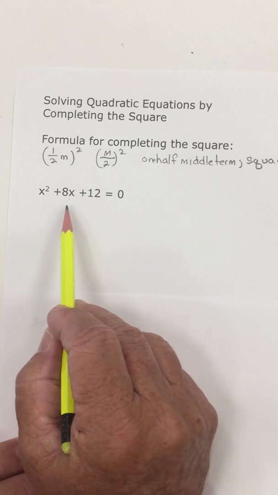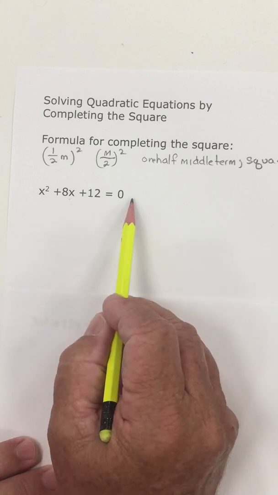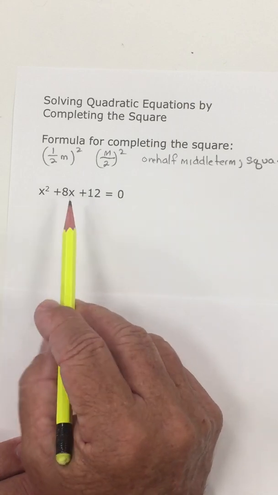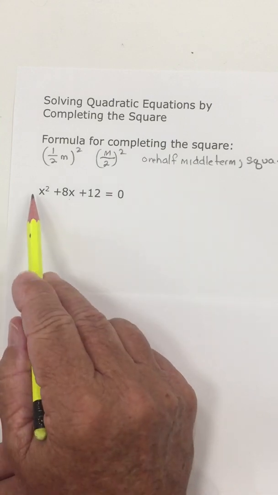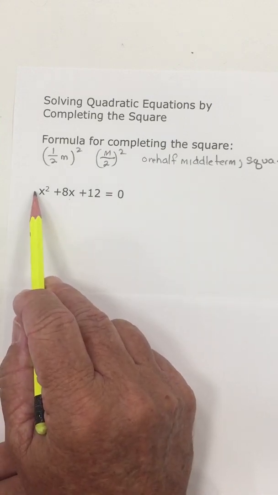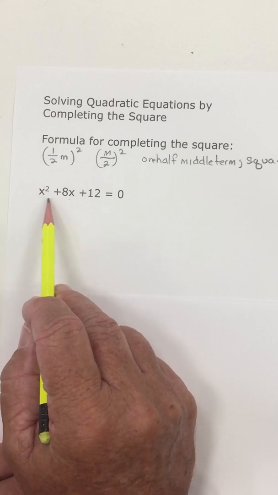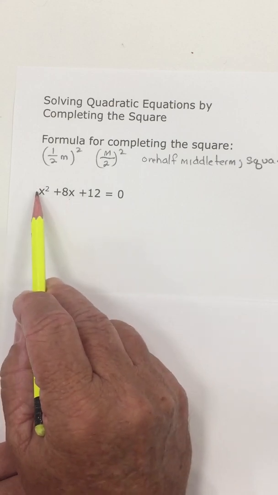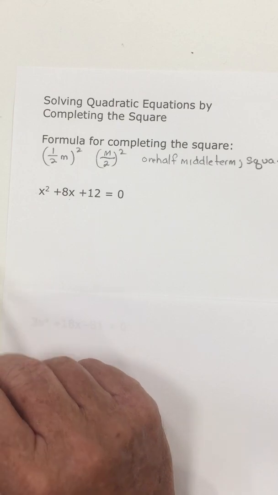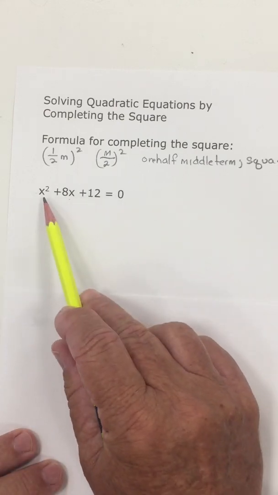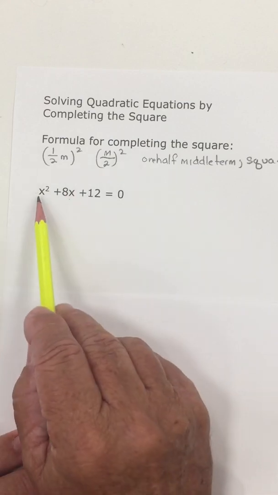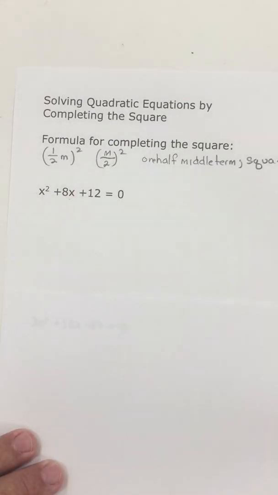So our first step is to make sure everything is on this side, which it is. Very good. If we had an 8x over here, we'd have to bring it back over here by adding or subtracting it and getting it on this side. If we had something in front of this guy, like a 4, we'd have to divide everything by 4 to get 1 in front of here. So that's very important. Okay, so number 1, everything on the left side. Number 2, x squared has to have a 1 in front of it. That coefficient in front has to be a 1.